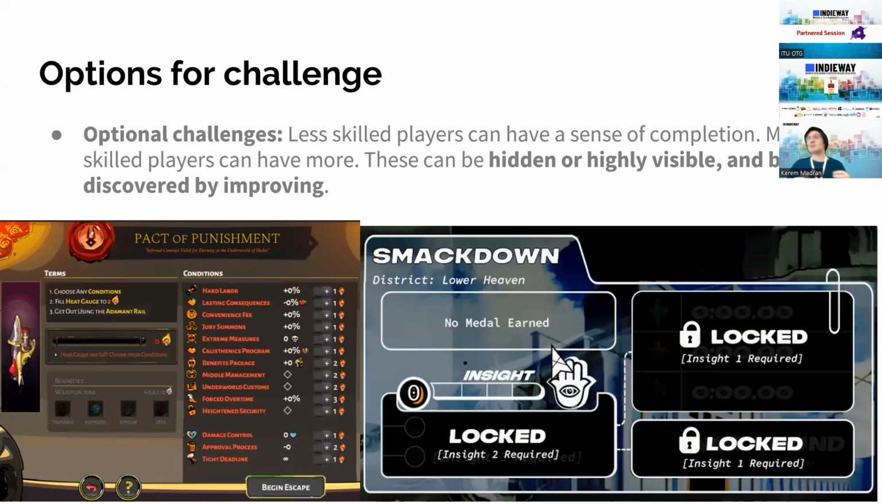Neon White has an insight level system. The faster you complete an episode, the more insight points you have, and then you would reach the gold level, and at that point, it would give you some hints about what to do to improve yourself. And if you are capable of improving even better, then you would have a hidden medal.